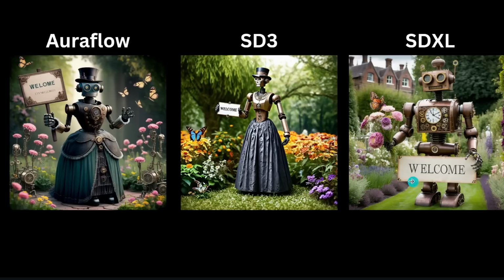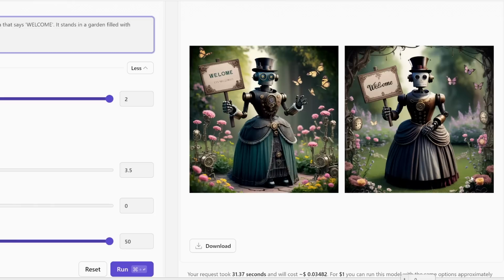However, for both these Stable Diffusion models, they couldn't even generate mechanical flowers. And then for this one, it couldn't even generate a robot in a dress. However, both Stable Diffusion models could generate the text "welcome" perfectly, whereas AuraFlow was not able to generate "welcome." I would say AuraFlow beats Stable Diffusion 3, at least in terms of following your prompt.